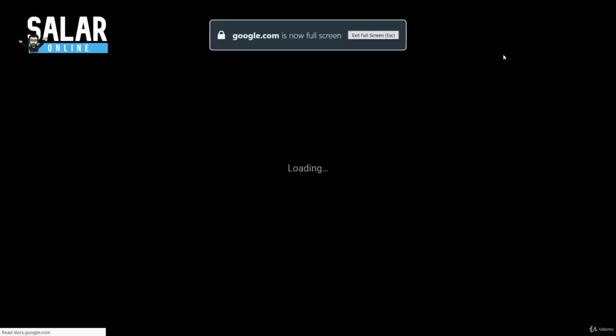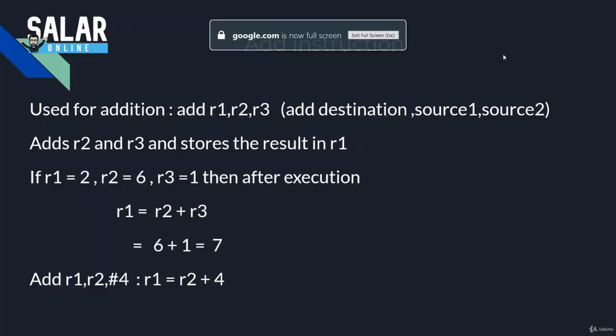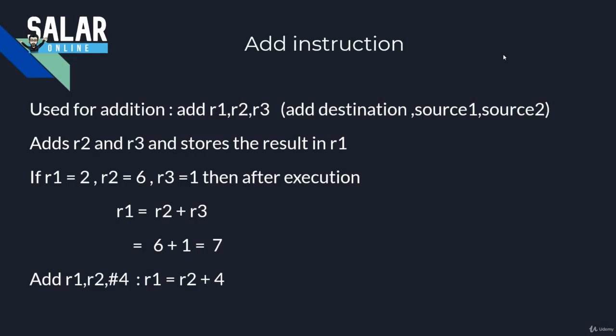In this video, we'll be looking at the add instruction. As the name suggests, it is an arithmetic addition. The add instruction can add the values of two registers and also store that result into another register. If you look here, it says add destination, comma, source 1 and source 2. If this was R2 and R3, it will add the value in R2 and R3 and store it into R1.